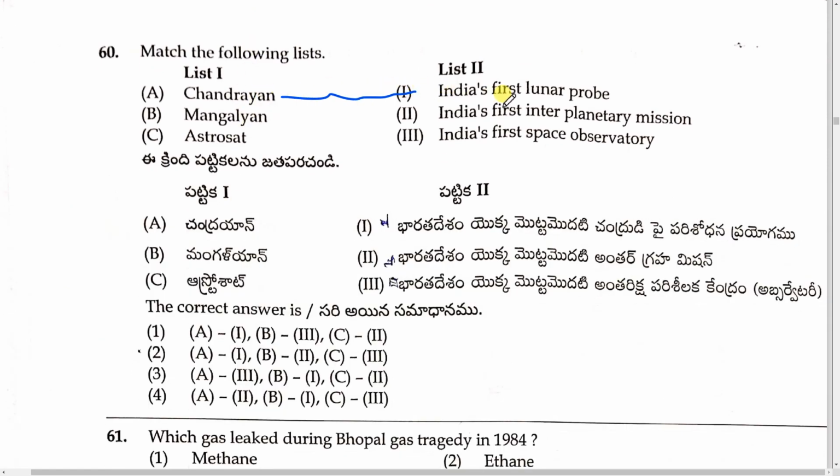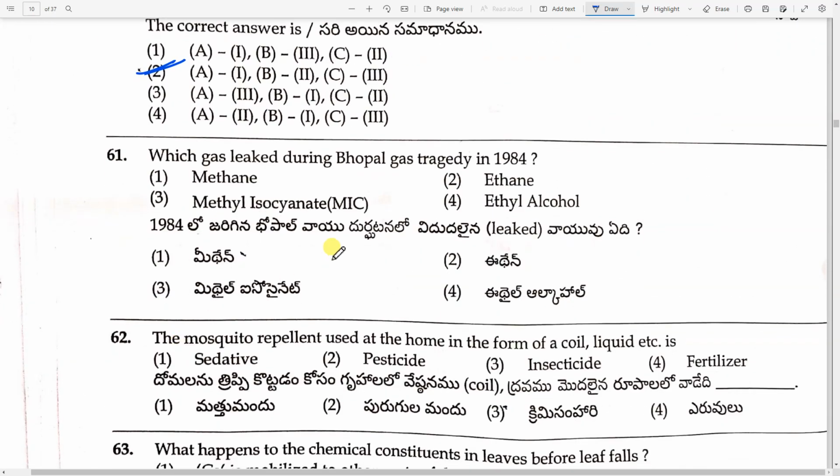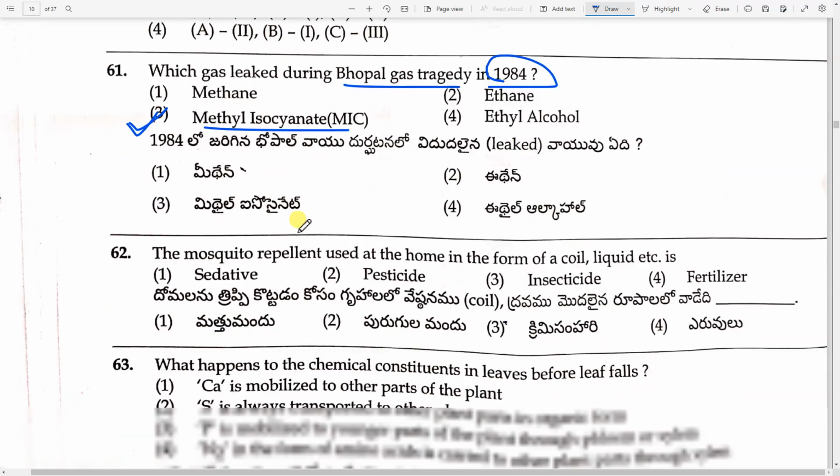Chandrayaan is the first lunar probe, Mangalyaan is the first interplanetary mission, and AstroSat is India's first space telescope, a space observatory. 1, 2, 3 and A, B, C. The correct answer is 2. Which gas leaked during the Bhopal gas tragedy in 1984? It is the very famous methyl isocyanate.